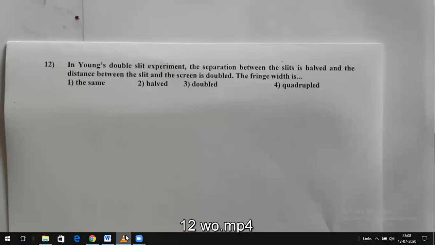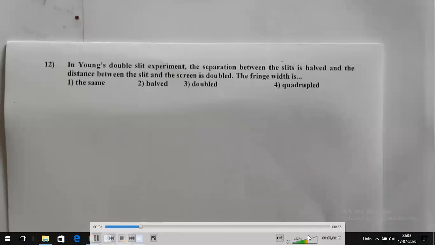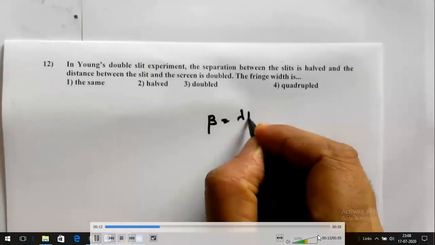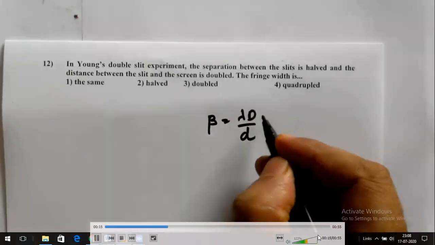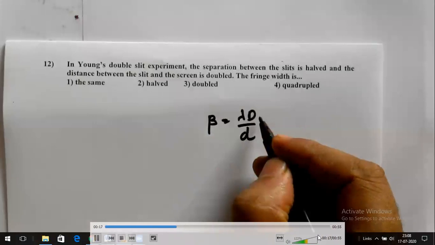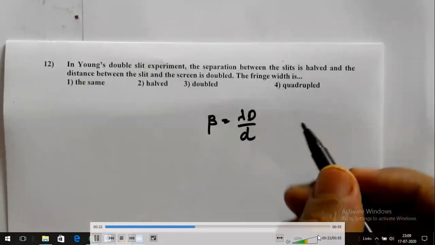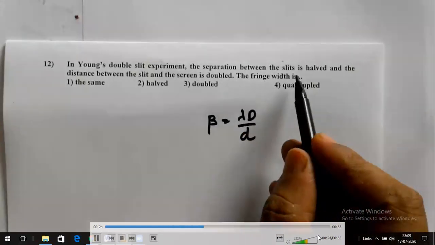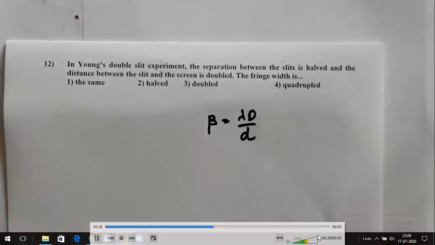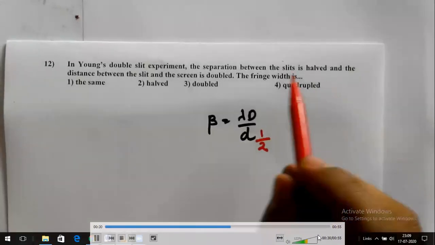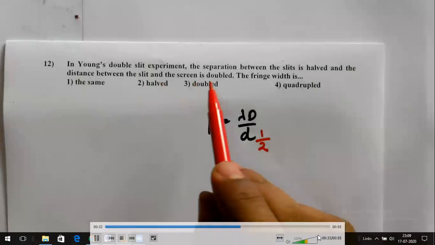In Young's double slit experiment, the separation between the slits is halved and the distance between the slit and the screen is doubled. The fringe width, we have the formula for fringe width as beta is equal to lambda D by d, where D is the distance from the sources to the screen and small d is the distance between the sources. Now here, the separation between the slits is halved. That means this is made half, and the distance between the slit and the screen is doubled.